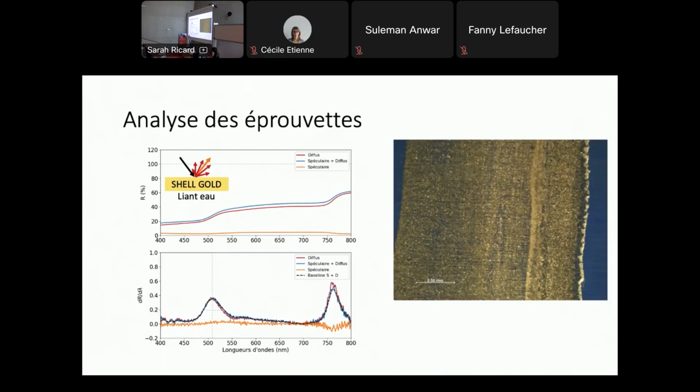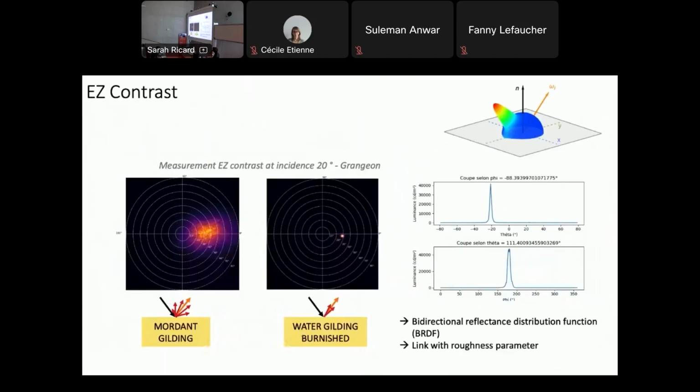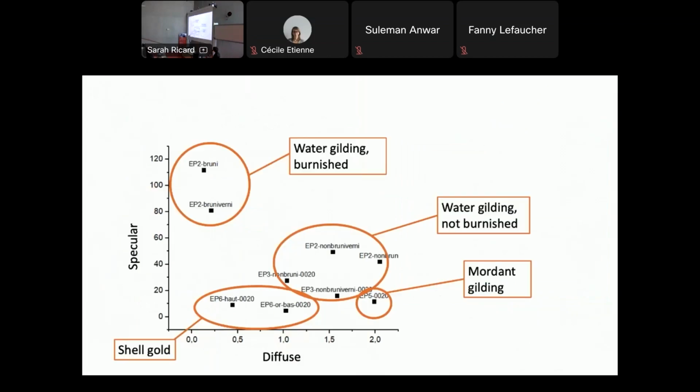A distinct approach is that of shell gold, because shell gold, as it is applied with a brush, often reveals the underlayer that is most of the time pigmented, so we don't have the same opaque surface. And so here, of course, the reflection, both diffuse and specular, is much lower than what we can have with other gilding techniques. So this has also been applied on contrasts.